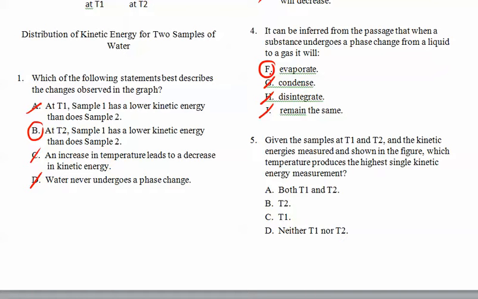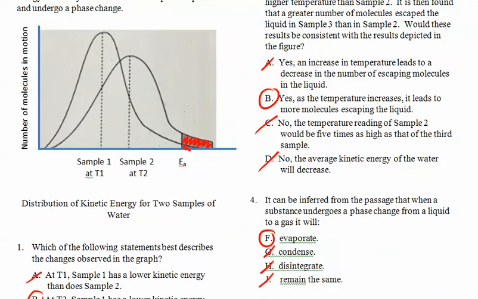Given the samples T1 and T2, the kinetic energy is measured and shown in the figure. Which temperature has produced the highest single one? T1. How did I know that? T1. Right there.